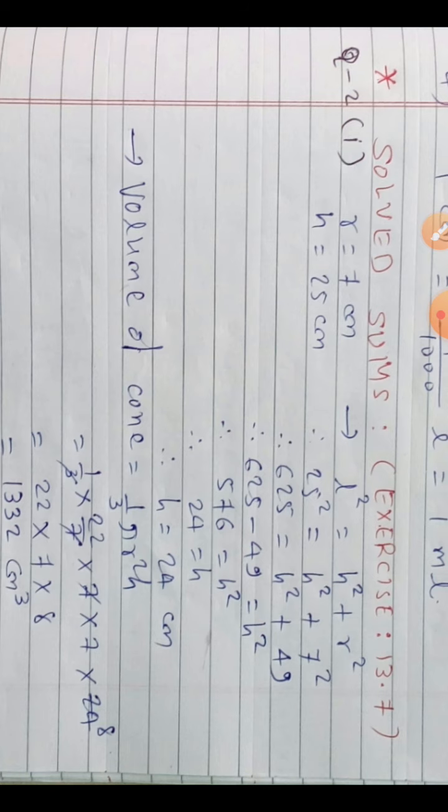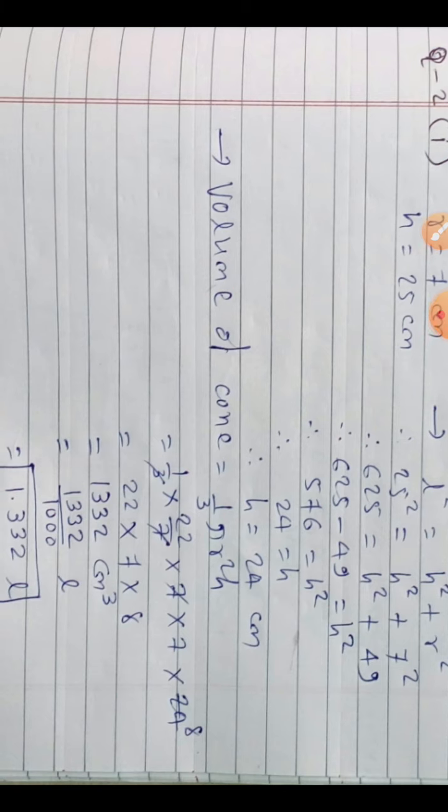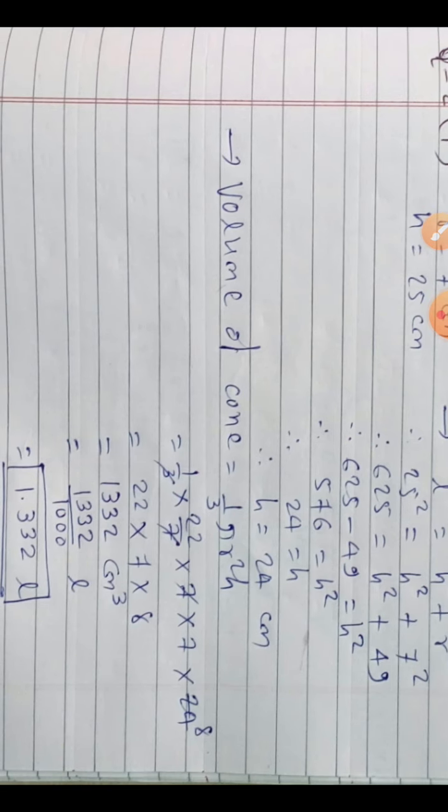Okay, so the volume of cone formula is written, everything is placed. The h value we got is 24, not 25. 25 is actually l. So simplified, and at last we got 1332 centimeter cube, but it is centimeter cube.